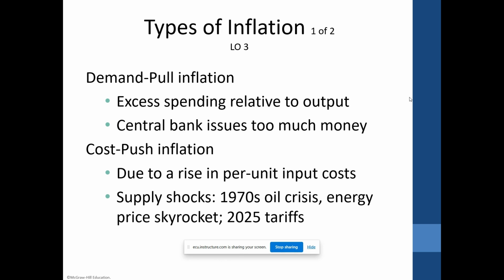Rising costs reduce profits and the amount of output producers are willing to supply at the existing price level. As a result, the economy's supply of goods and services declines, and the price level rises. Supply shocks have been the major source of cost-push inflation. These typically occur with dramatic increases in raw materials or energy prices.